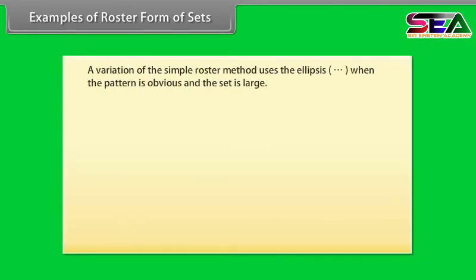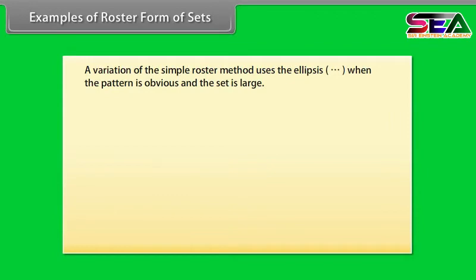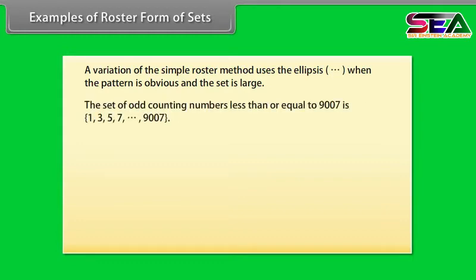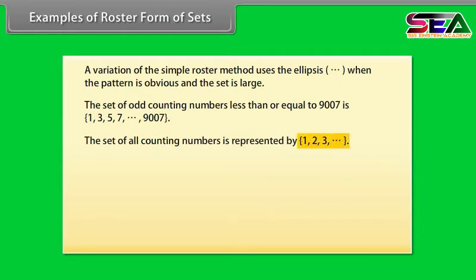Examples of roster form of sets. A variation of the simple roster method uses the ellipsis when the pattern is obvious and the set is large. The set of odd counting numbers less than or equal to 9007 is {1, 3, 5, 7, ..., 9007}. Set of all counting numbers is represented by {1, 2, 3, ...}.